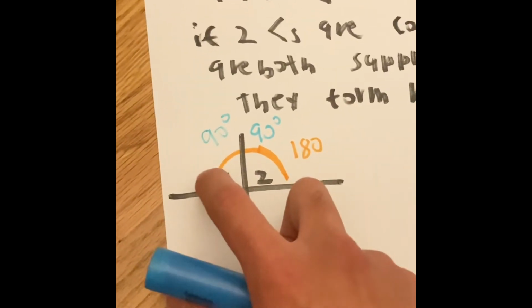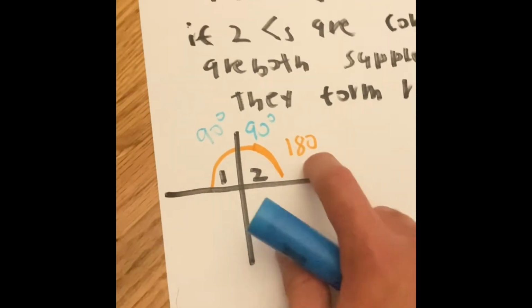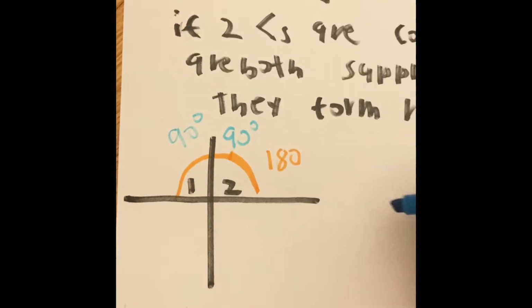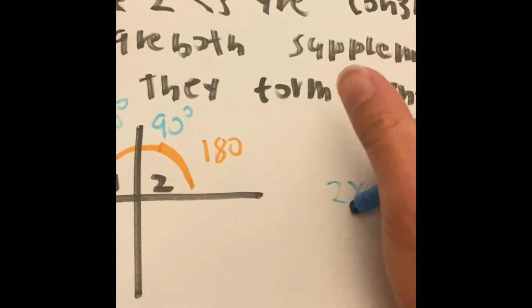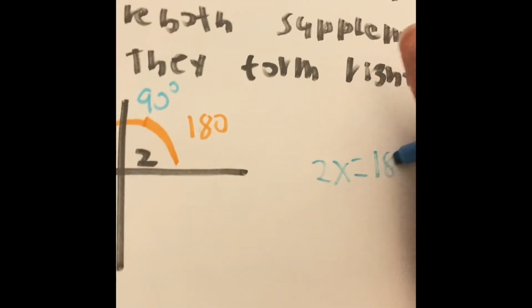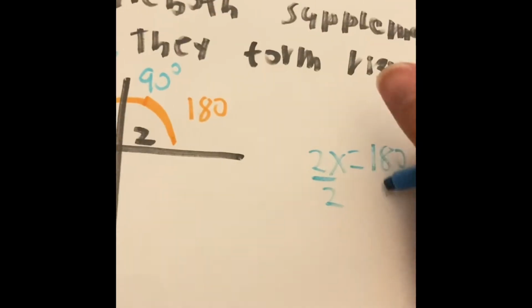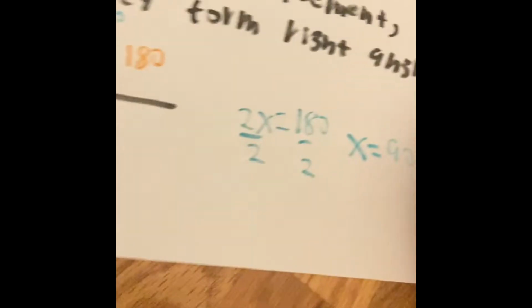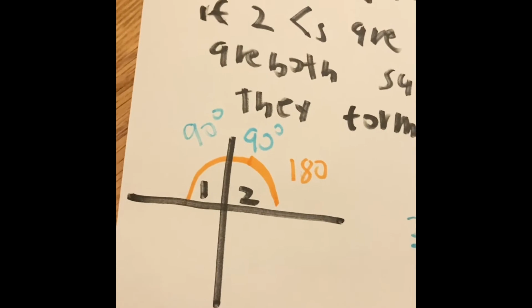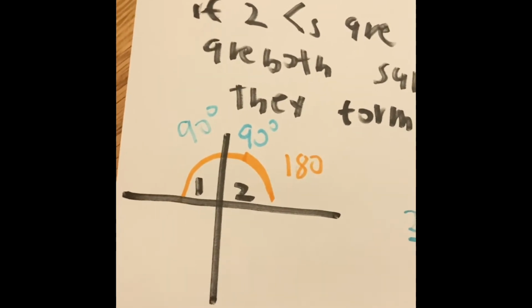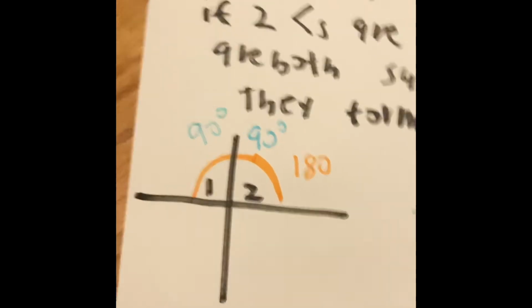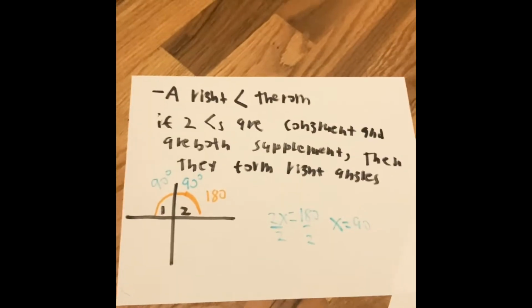So if angle 1 plus angle 2 is 180, and they're congruent, we can mathematically say 2x equals 180, divided by 2, and x equals 90. So if those conditions are met, then they must be 90-degree angles. Now we've understood it all.